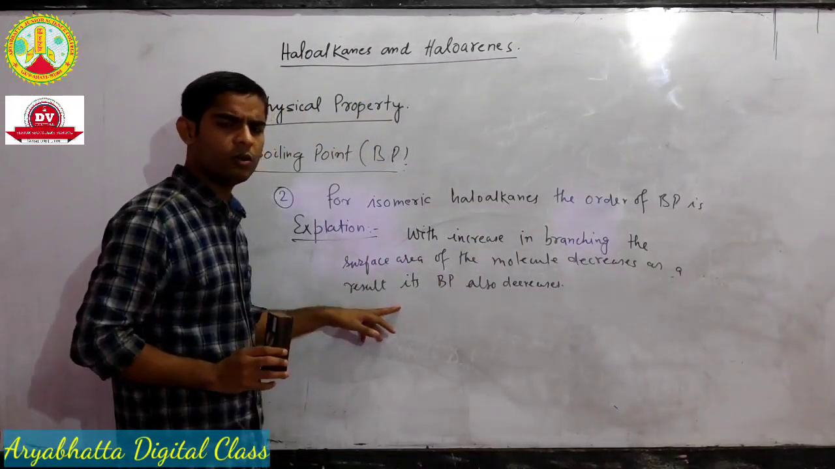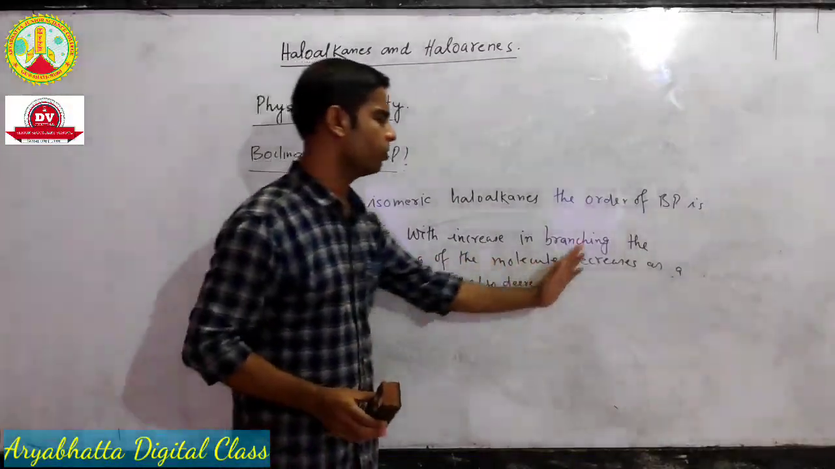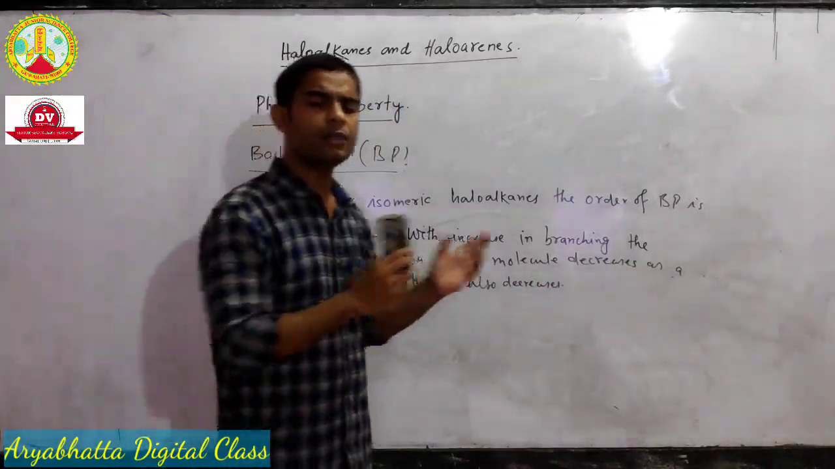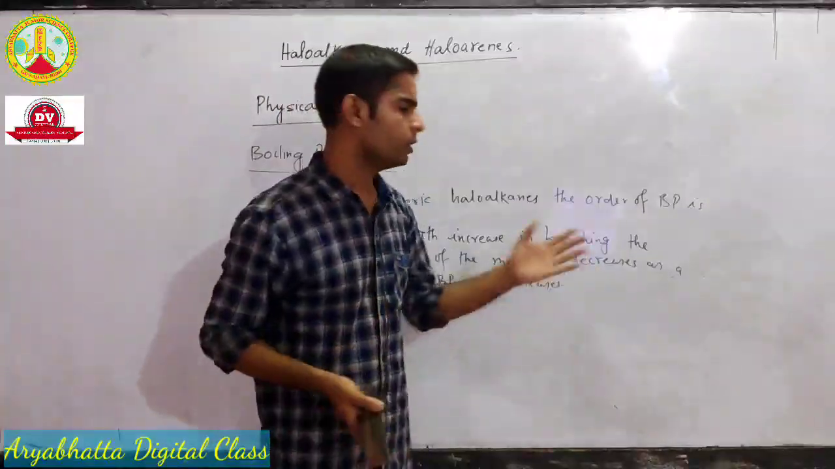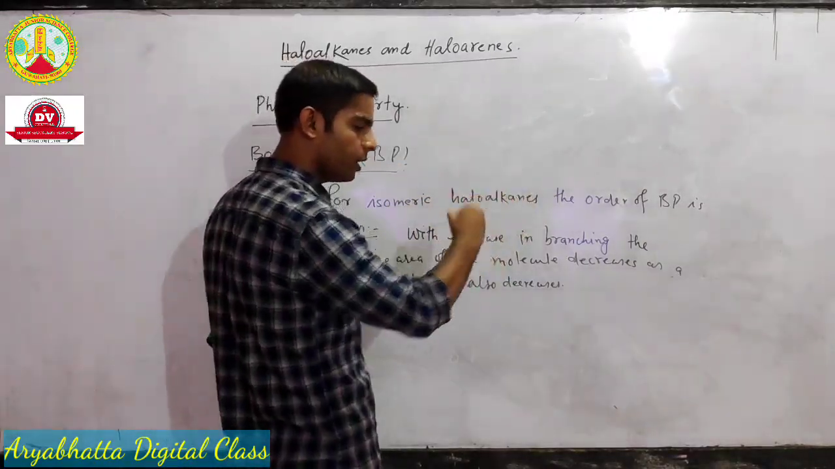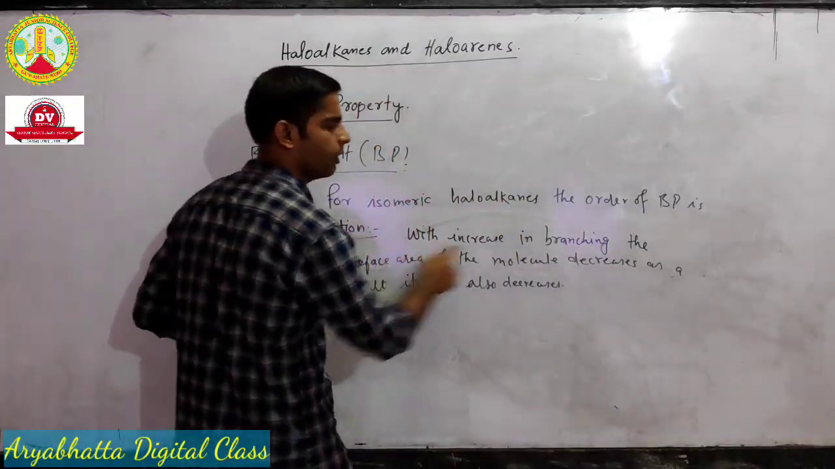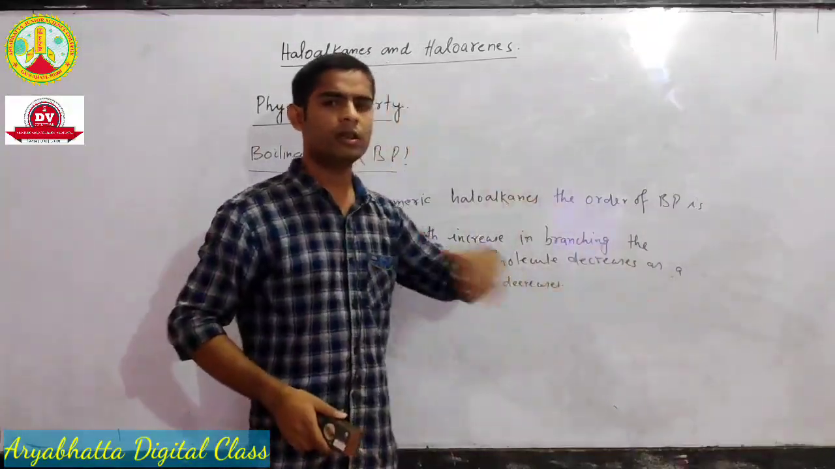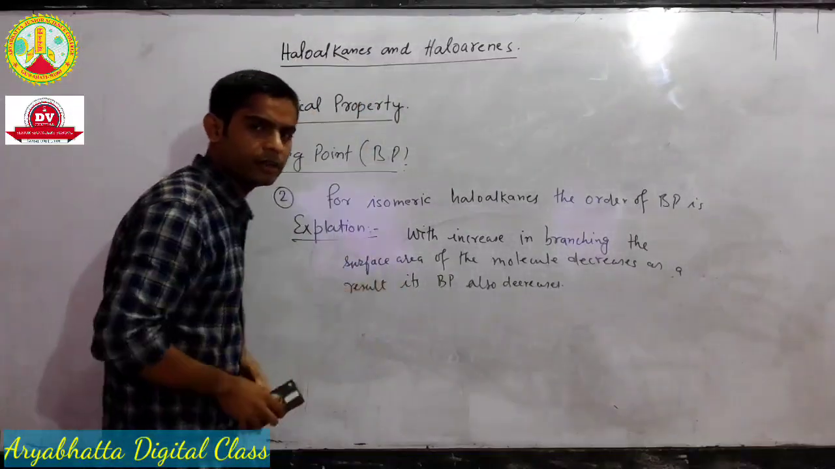Okay, so keep this explanation in mind, and you can use the same writing, this particular statement, for all the questions. Like suppose here we have written: with increase in branching, the surface area of the molecule decreases, as a result its boiling point decreases. So suppose I give you a question related to 2-chloro-2-methylpropane and 1-chlorobutane. You can write: 2-chloro-2-methylpropane has a lower boiling point than 1-chlorobutane because, and then this statement. It's a generic statement you can use for almost every question related to boiling point. So you can construct the answer easily.